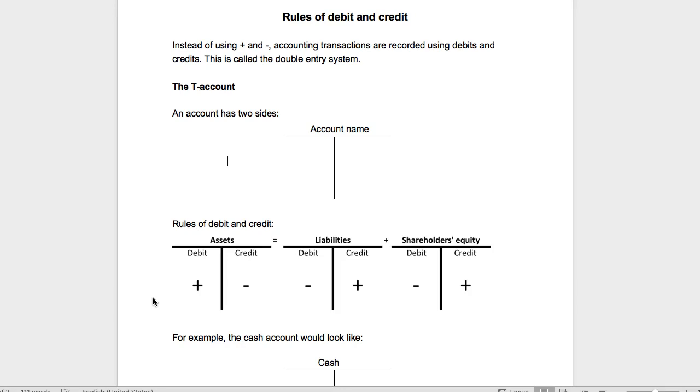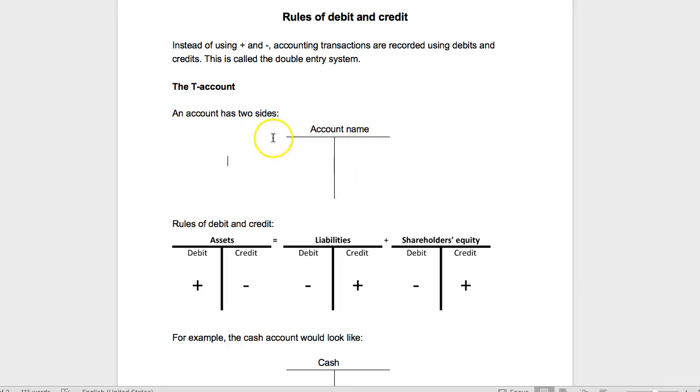So you might have seen the previous video where we recorded accounting transactions using the accounting equation, and we did things like plus to cash or plus to retained earnings. Instead of using pluses and minuses, when we record accounting transactions, we record debits and credits. So, what is a debit and credit? That's what I'll explain in this video.